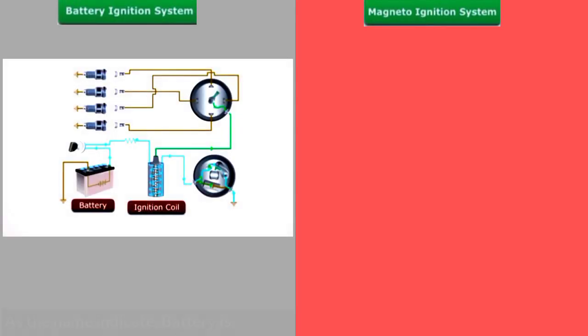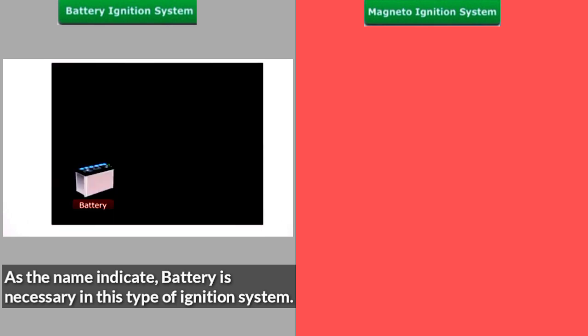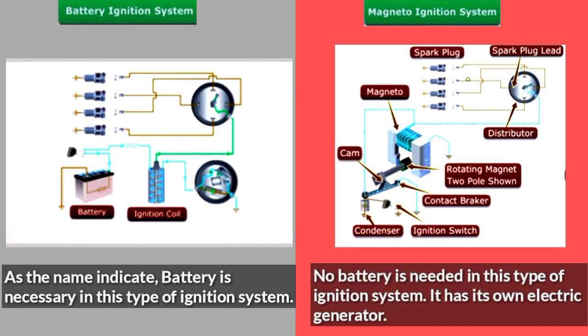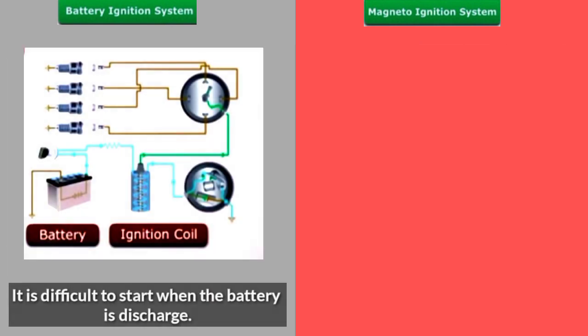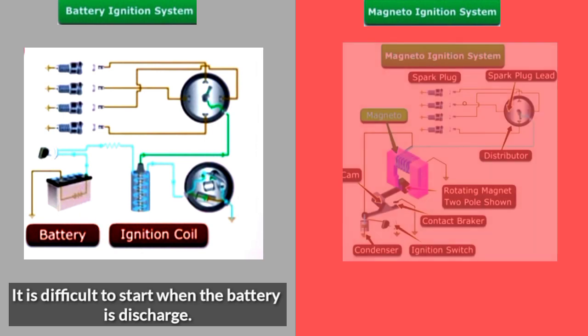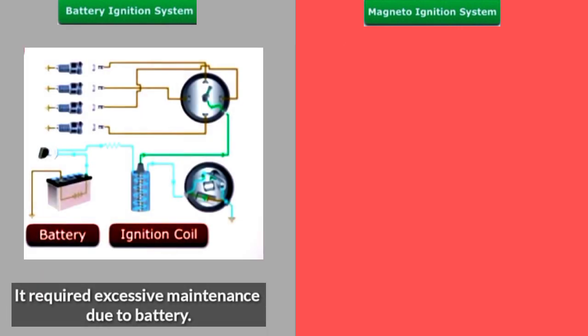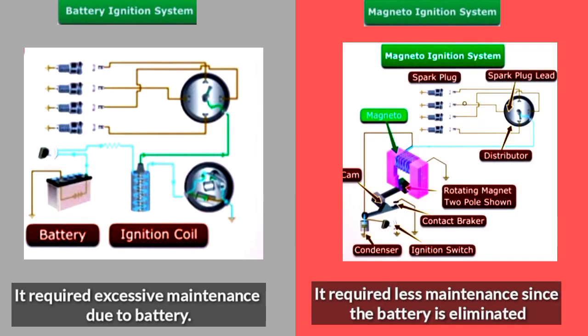Battery ignition system. As the name indicates, battery is necessary in this type of ignition system. Magneto ignition system. No battery is needed in this type of ignition system. It has its own electrical generator. It is difficult to start when the battery is discharged in battery ignition system. But there is no such problem because no battery is needed in magneto ignition system. It requires excessive maintenance due to battery. It requires less maintenance since the battery is eliminated.